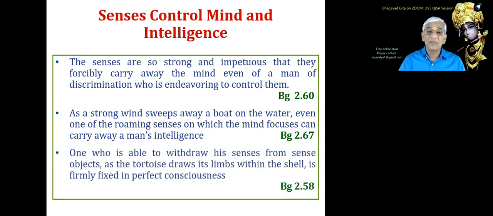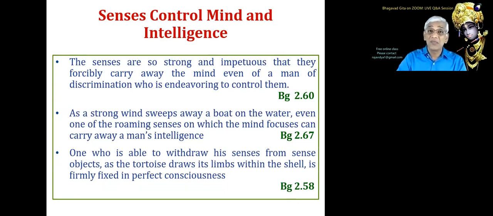Then in sloka number 58, there is one who is able to withdraw his senses, like a tortoise which is able to withdraw its limbs. Yada samharate cayam kurmo 'ngani iva sarvasah, indriyani indriyarthebhyas tasya prajna pratishthita. So kurma is the tortoise, which is able to withdraw its limbs inside its shell when it encounters problems.